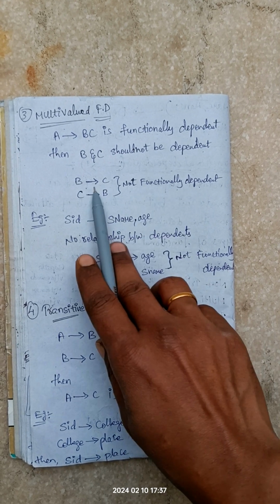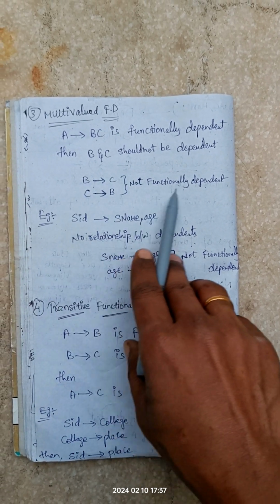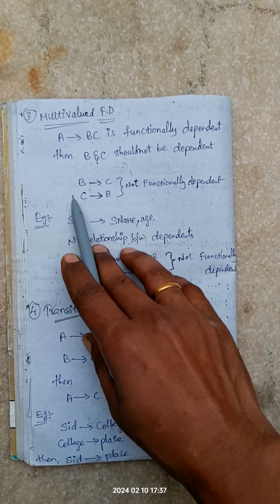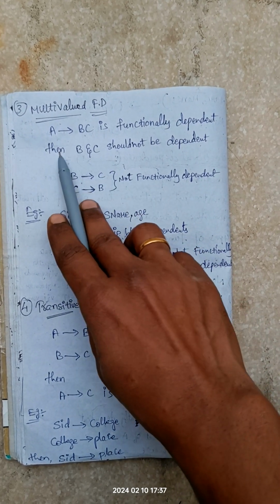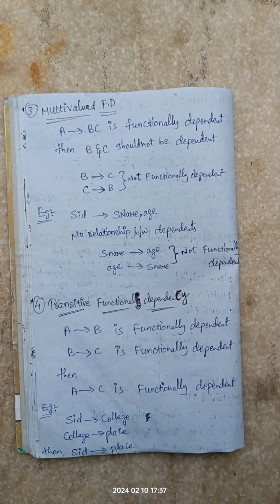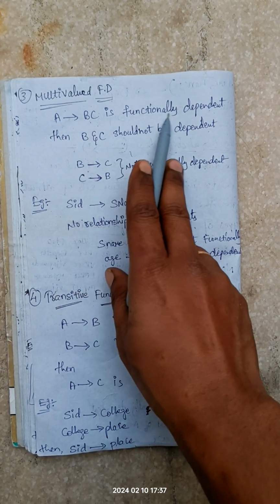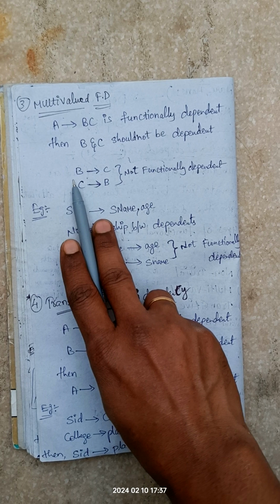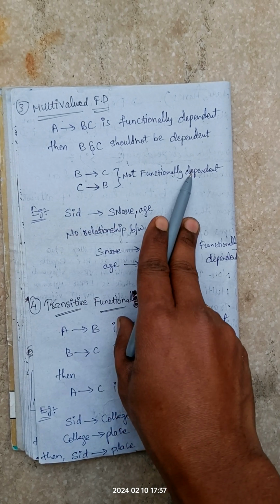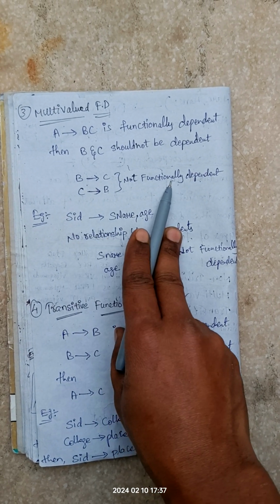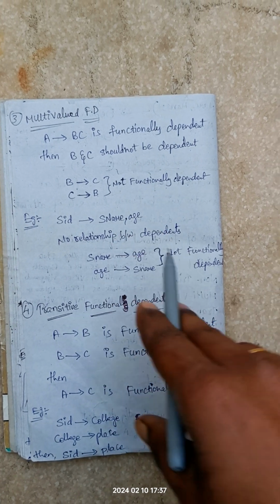If this condition is satisfied, then A tends to B, C is functionally dependent. A tends to B, C is functionally dependent if and only if B tends to C is not functionally dependent and C tends to B is not functionally dependent. Suppose we'll see the example.